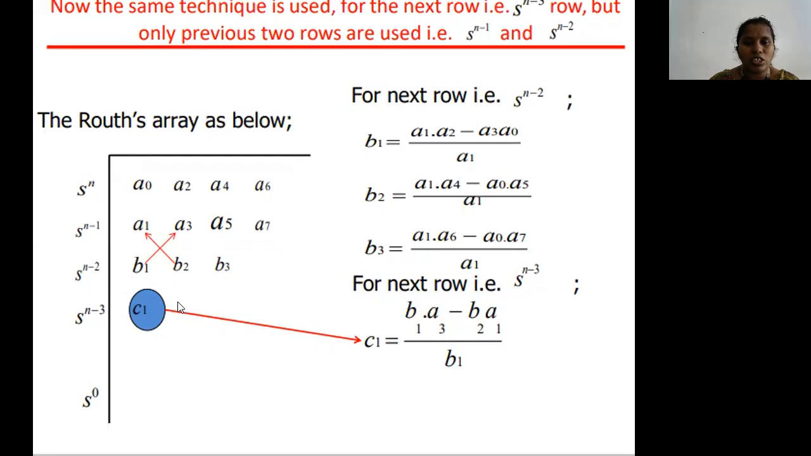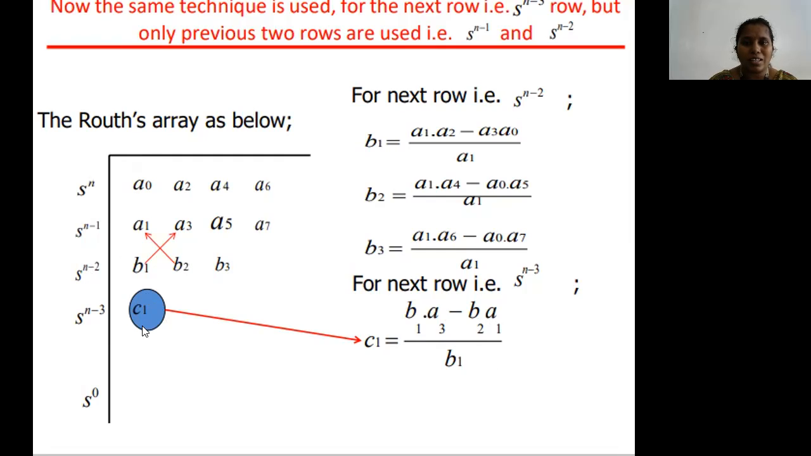Initially I am writing the coefficient value of the first element. The first value is c1. How can I obtain c1? In the same way as we previously obtained b1, b2, b3, we follow the same manner now. So c1 is obtained by the multiplication of b1 and a3 and the subtraction of a1 b2, divided by b1. So the formula is c1 is equal to (b1 a3 minus a1 b2) divided by b1, right? So this is how we obtain the value c1.